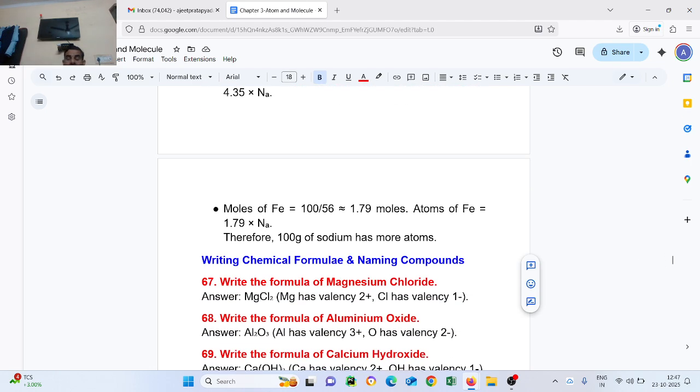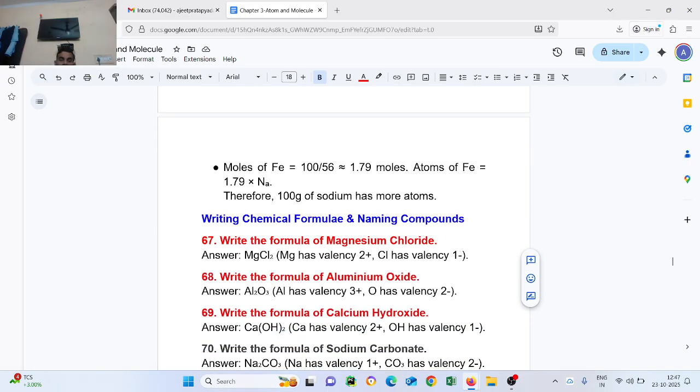Write chemical formula and naming of compounds. Now we are reaching the next portion, writing chemical formula and naming compounds. Question number 67. Write the formula of magnesium chloride.